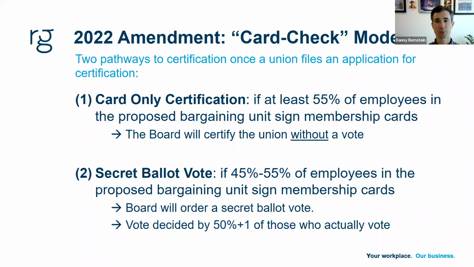If the union has between 45 and 55%, then the board will order a secret ballot. So the 45 is the sort of base threshold. A union won't get past step 1 without at least 45% of cards signed. But if they have now 55% or more, so as I said, in the example of 10, 6 out of 10 people have signed a card, then the board can certify the union without a vote. That's the significant change that we've seen.